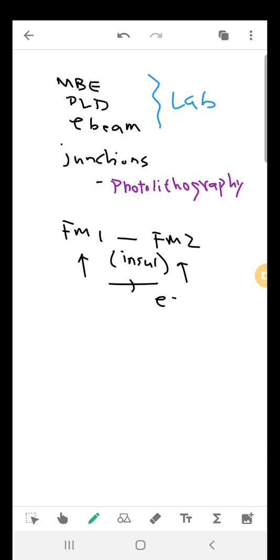If they are in opposite directions, that means if this is in this direction and this one in that direction, then there is no electron tunneling that will take place. So it acts as a switch. This can be considered as a switch for the electricity to flow.